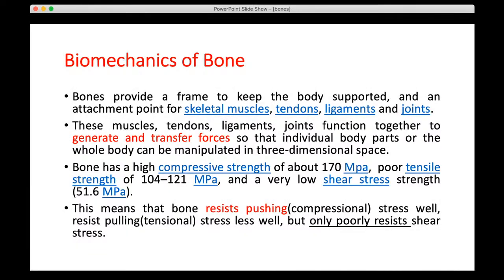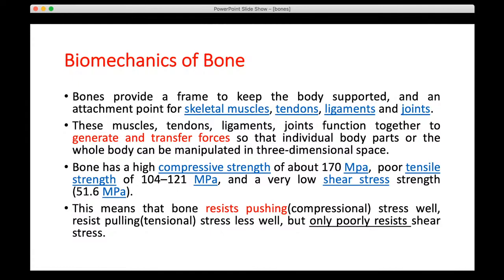So mainly three we have to focus on. The first one is compressive strength, and in bones it is 170 megapascal. So please remember it. It is for your reference. You should have some idea of the compressive strength of bone. It is in the range of this 170 megapascal.